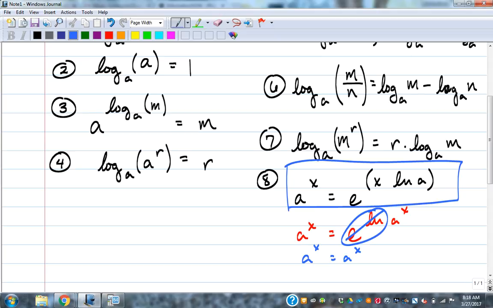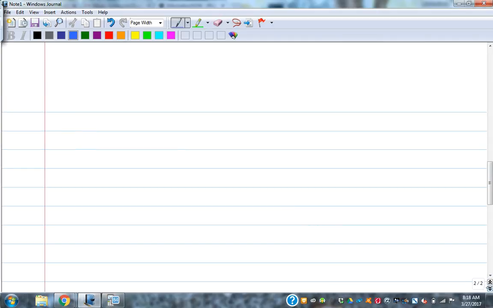So what we're going to do is take those properties and do some expanding, do some condensing, and that's it. So not a strenuous lesson to start out with after spring break. So let's do some expansion first. Expansion.